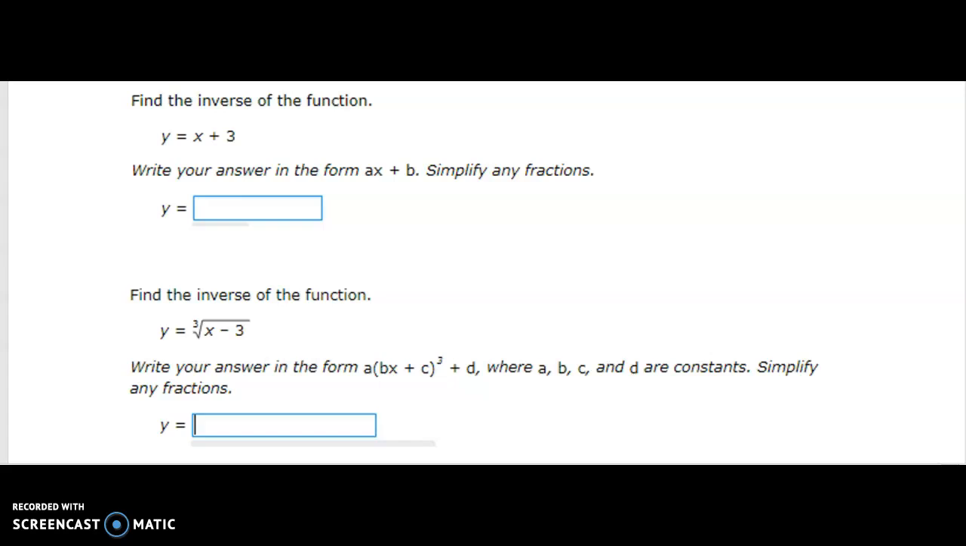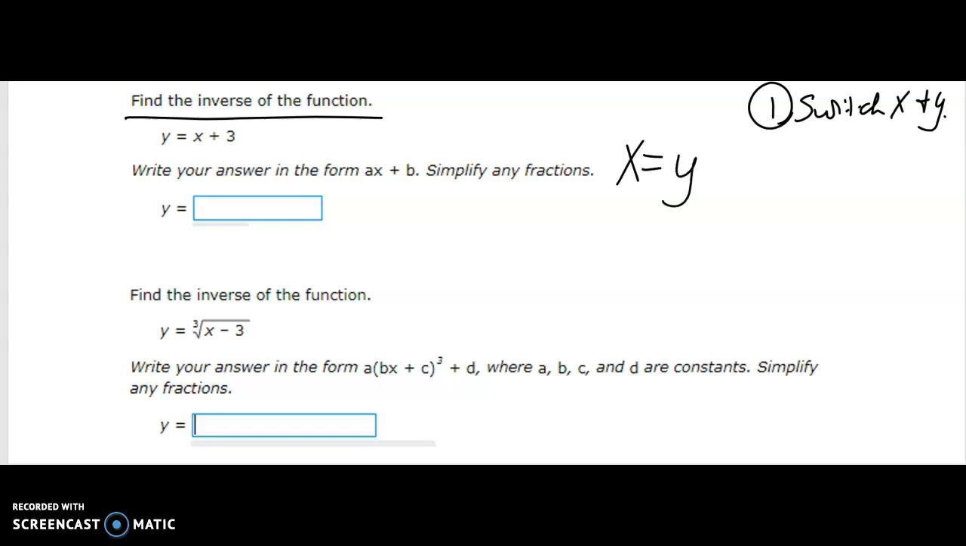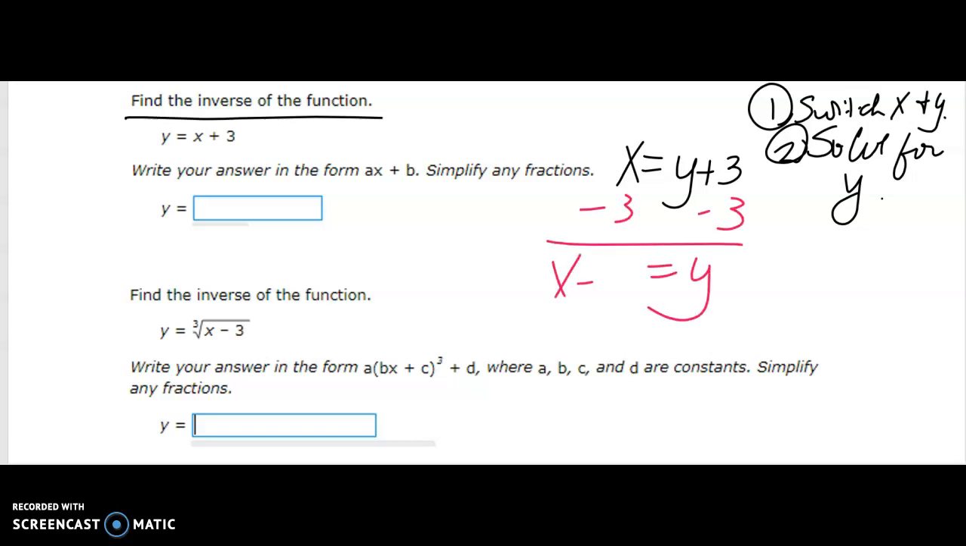Okay, we're going to find inverses. So if we find inverses, there's two or three steps. 1, switch x and y. What does that mean? Okay, it says find the inverse. So we're going to switch the x's and the y's. Everywhere there's a y, we're going to put an x, and everywhere there's an x, we're going to put a y. So we have x equals y plus 3. Step 2, solve for y. So how would I get y by itself? I would subtract 3. So y equals x minus 3. So x minus 3 goes in that box, and x minus 3 is the inverse of x plus 3.